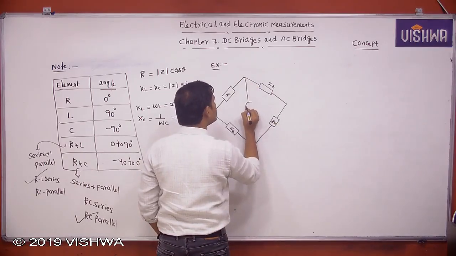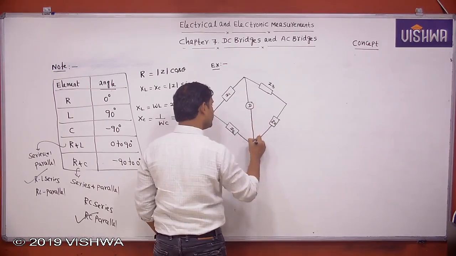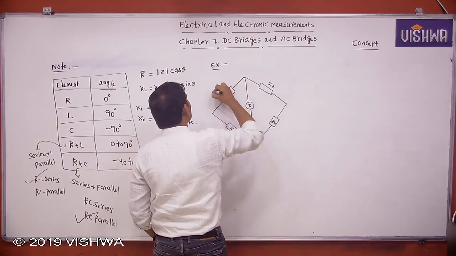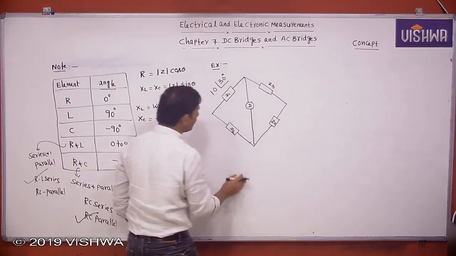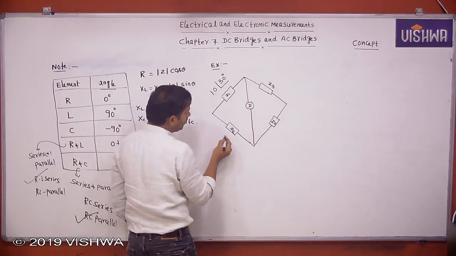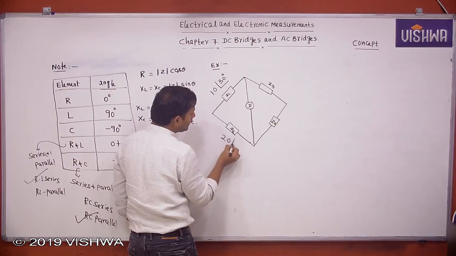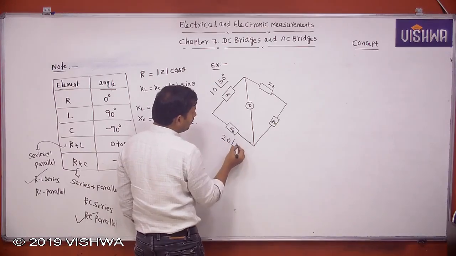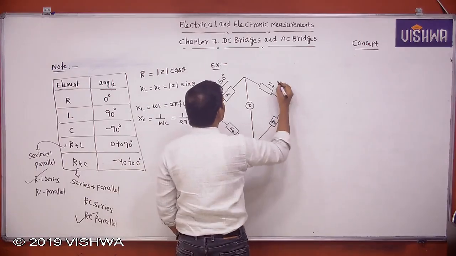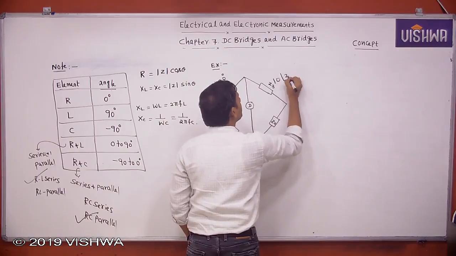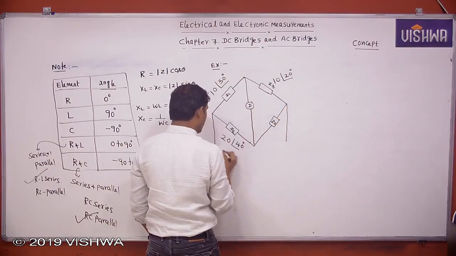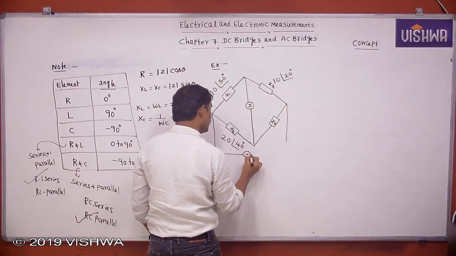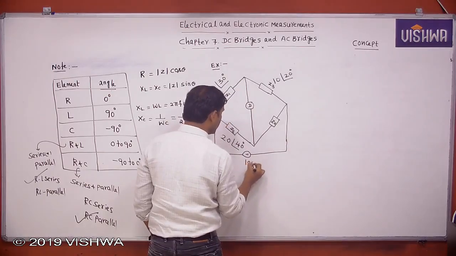And this detector is this one. Let this be 10 at angle of 30 degrees, and this is 20 at angle of 40 degrees, and this is 10 at angle of 20 degrees. If it is given like this, then the source is given with a frequency of 100 radians per second.